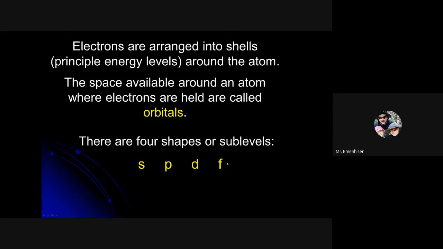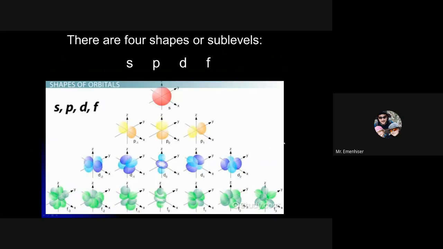Okay. Electrons are arranged into shells or principal energy levels around an atom. The space available around an atom where electrons are held are called orbitals. Remember I talked about how they're kind of like a twin bed, and they can hold 2 electrons. There are 4 shapes or sublevels: the S, the P, the D, the F. The S is like a sphere. It is the simplest sublevel. Then there's the P and the D and the F, and they get progressively more complicated. And this is what they look like.